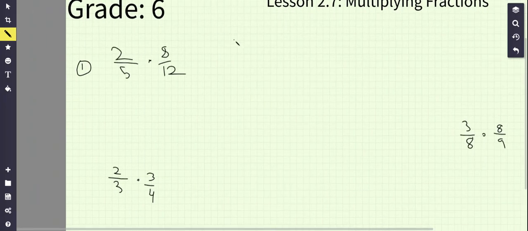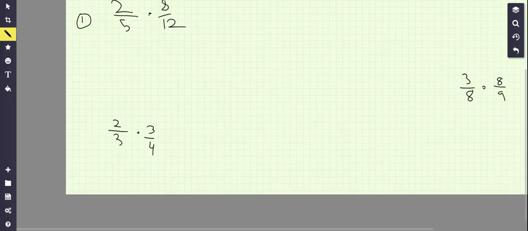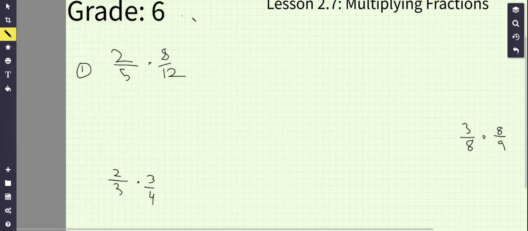Today, we will learn how to multiply fractions. So here we have a fraction problem: 2/5 times 8/12. So we're gonna learn how to multiply fractions. To multiply fractions, we like to multiply across.